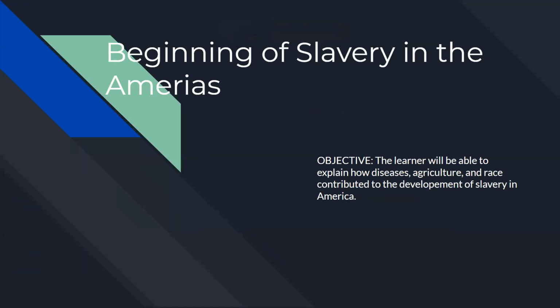Today we will be going over the beginning of slavery in the Americas. Our objective for today: the learner will be able to explain how diseases, agriculture, and race contributed to the development of slavery in America.